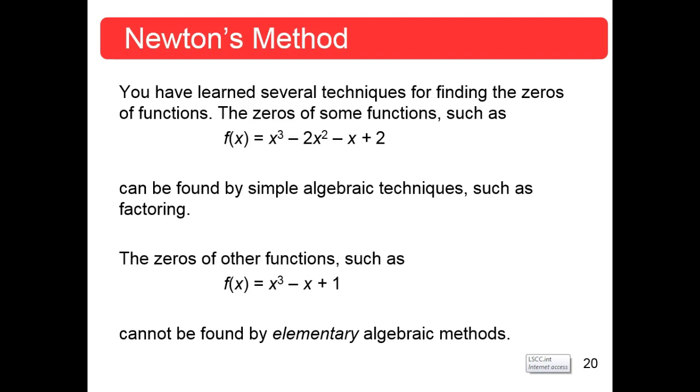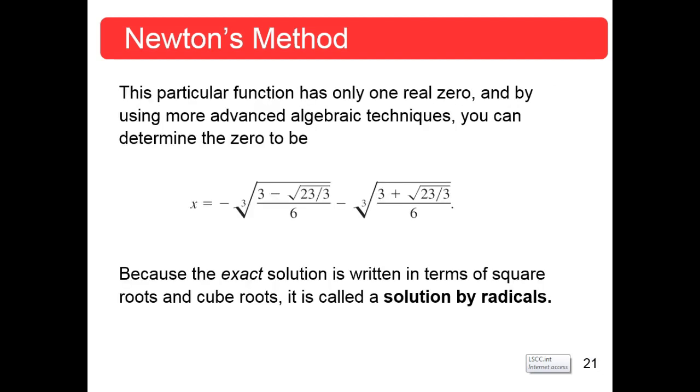The zeros of other functions like this one cannot be found by elementary algebraic methods. So then you'll need to do something like Newton's method. That particular function only has one real zero. By using more advanced algebraic techniques, you can determine the zero to be that expression. Because the exact solution is written in terms of square roots and cube roots, it is called a solution by radicals.